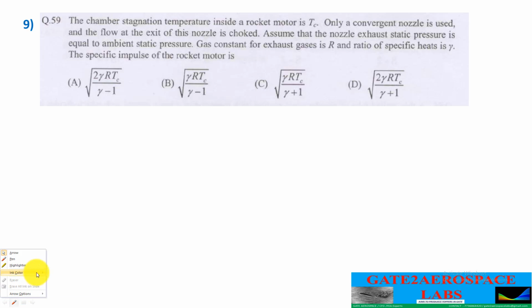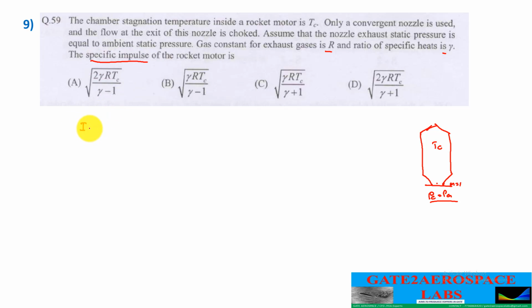Now in this question, see, the chamber stagnation temperature is given. Inside the rocket engine, let's say it's a solid propellant, the chamber has Tc total temperature. There is only a convergent part. Then flow through the exit of the nozzle is choked, that means here you will have Mach 1. It is choked. Assume that nozzle exhaust static pressure is equal to ambient, that means Pe is equal to Pa, so no pressure thrust. Gas constant is R, gamma is given. We have to determine the specific impulse.